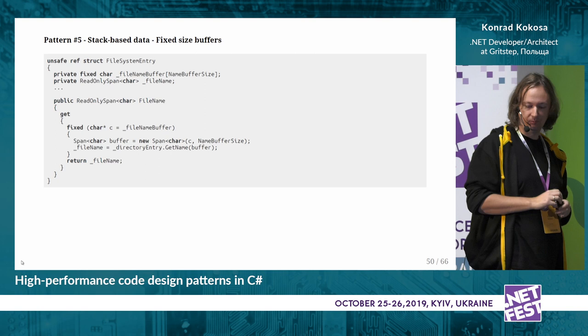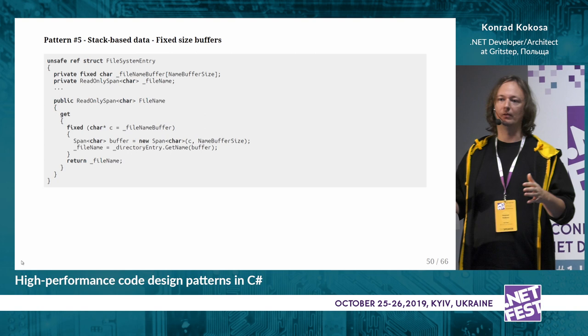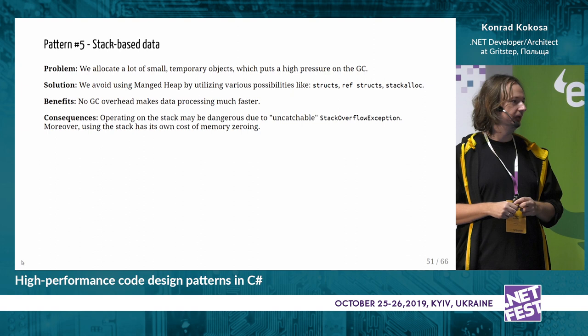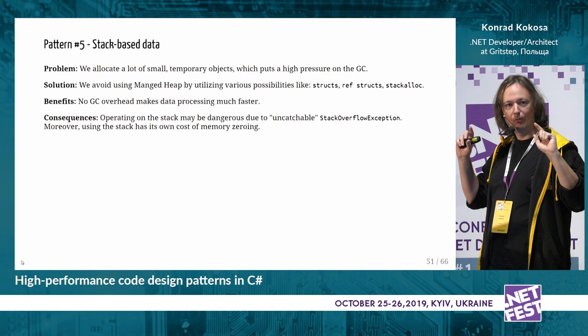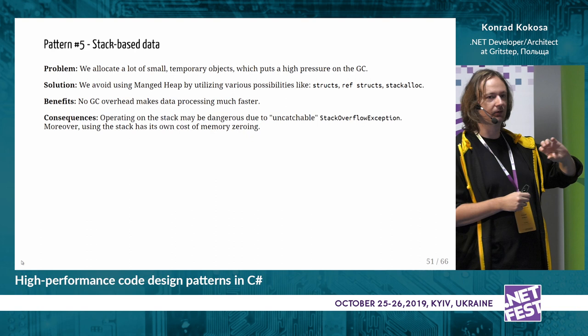For us, it is important to remember that you can provide much better data locality with the help of fixed size buffers. And they will live also on the stack. So, stack-based data, embracing the stack, avoiding the GC, this is the most important solution now when designing high-performance code. Obviously, we have only one very small caveat: stack overflow exception and the possibility of killing our app. But when done wisely, this should be safe for us. When we are operating on small buffers, everything should be okay.